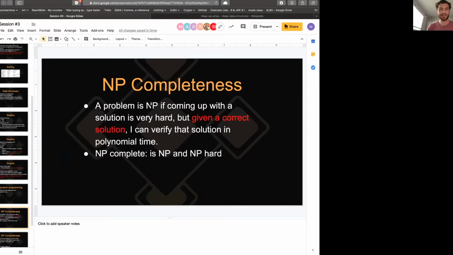With NP completeness, a problem that is NP complete is a problem that is really hard to solve. But if you gave me an answer to that problem, a valid or correct answer, I can take this answer and run an algorithm to verify that your answer is correct, and this algorithm will take polynomial time. So given a correct solution, I can verify the solution in polynomial time. That's the idea of an NP problem. And there's this notion of being NP complete, which is being NP and NP hard at the same time.